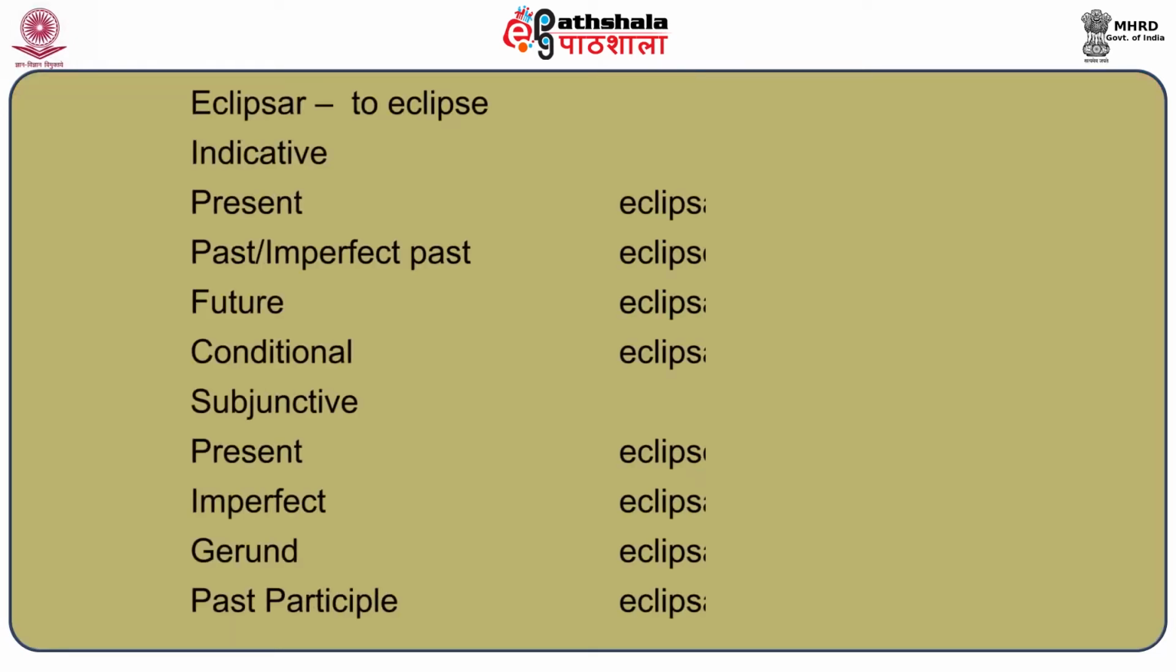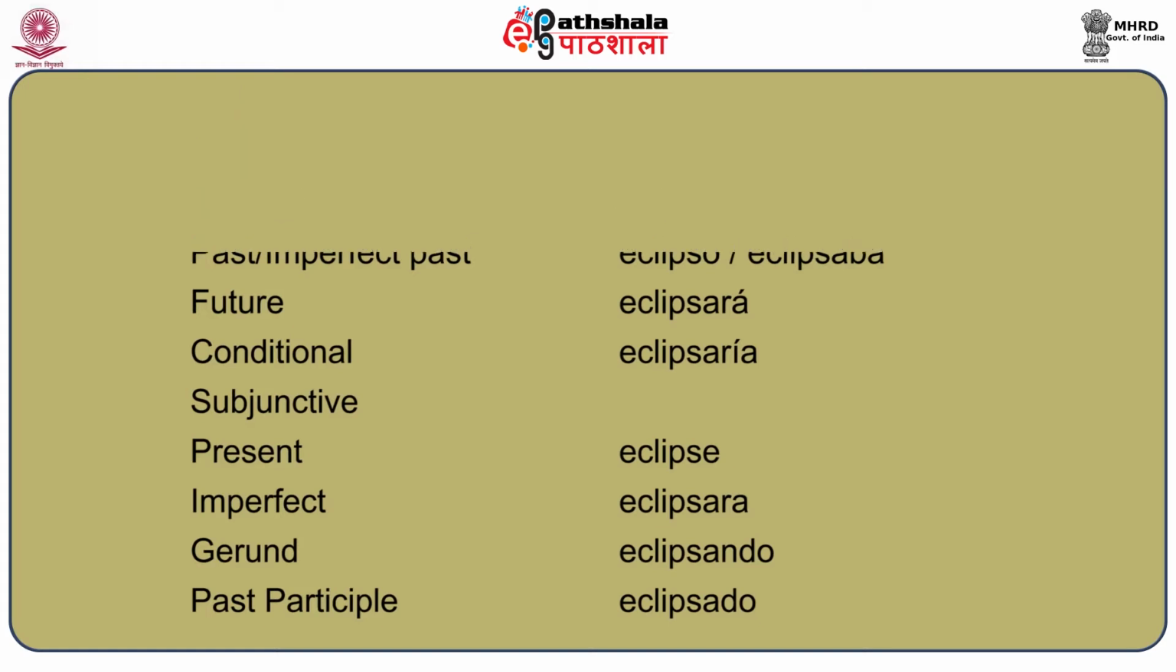Next verb is eclipsar, to eclipse. The indicative forms are present, eclipsa. Preterite, eclipsó. Imperfect past, eclipsaba. Future, eclipsará. Conditional, eclipsaría. The subjunctive forms are present, eclipse. Imperfect, eclipsara. Gerund, eclipsando. And the past participle, eclipsado.